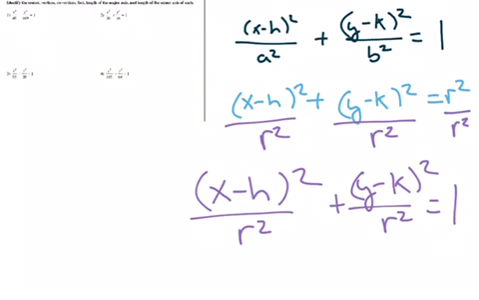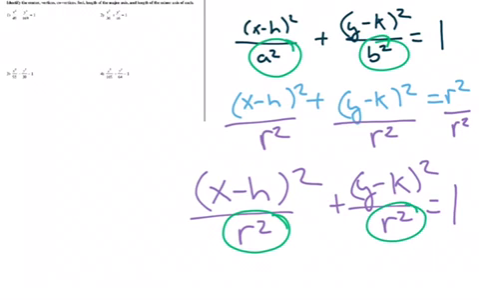Now the difference between these two formulas is this top formula has a squared and b squared, whereas this formula has r squared for both. And that's because the radius on a circle is the same whether we're going horizontally or vertically. But on an ellipse, a and b are different. And that's the big change.